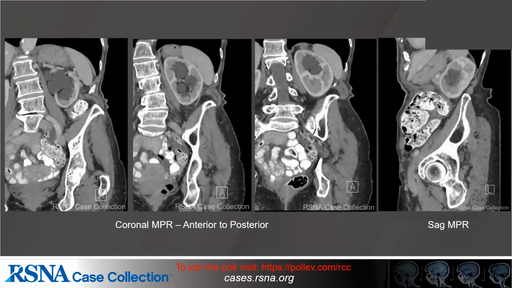Series of coronal multiplanar reformatted images from left to right, going from anterior to posterior. And the last image on the right is a sagittal MPR image. I draw your attention to the course of the ureter.